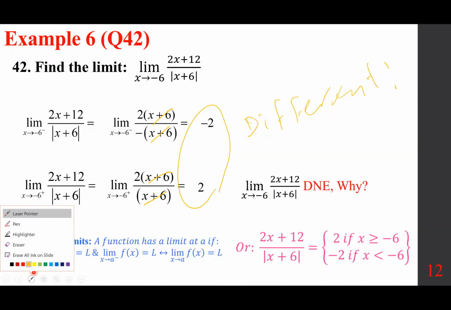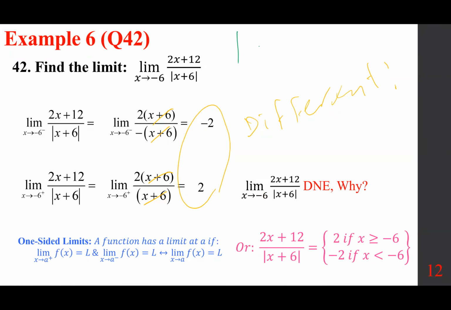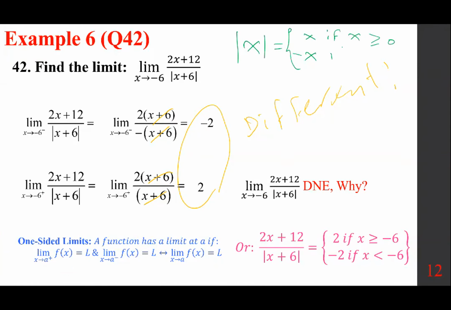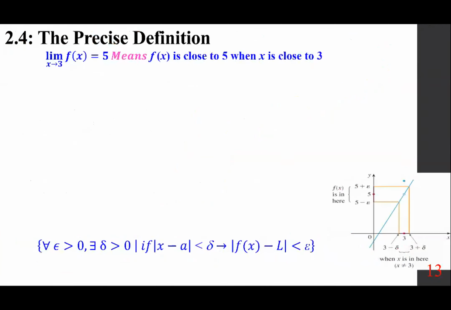And I'm going to remind you why this is the case. Recall, the absolute value of x is x if x is larger than or equal to 0, it's -x if x is less than 0. That's the reason. I hope everybody remembers that. We're going to look at the precise definition of limit.